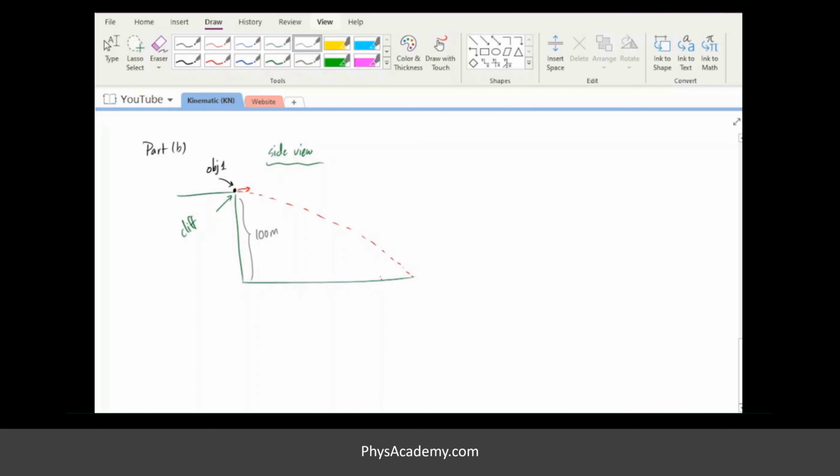Remember, it's moving along x and y together at the same time. We want to find how far along the horizontal axis it travels before hitting the ground. Again, we have a kinematic problem. The first thing I'm going to do is sketch a 2D coordinate system before any calculation.